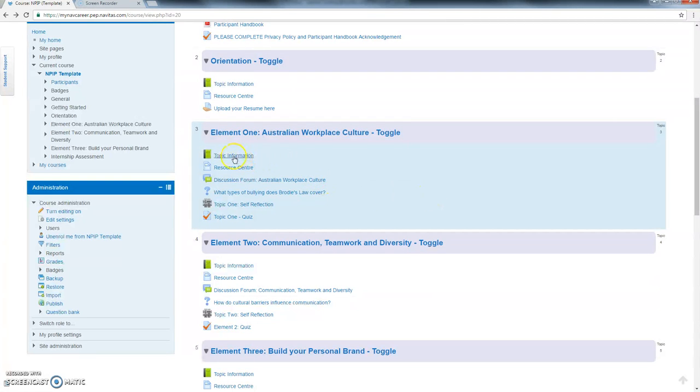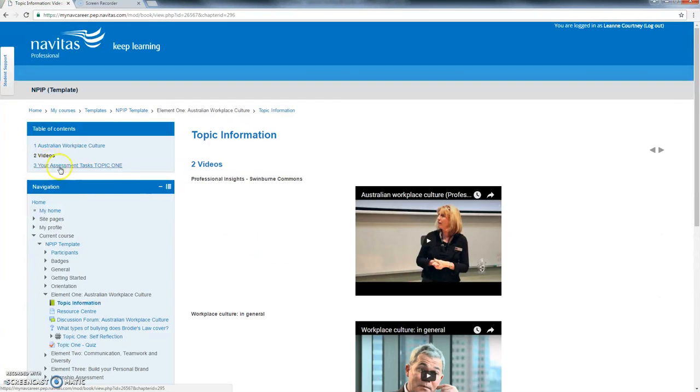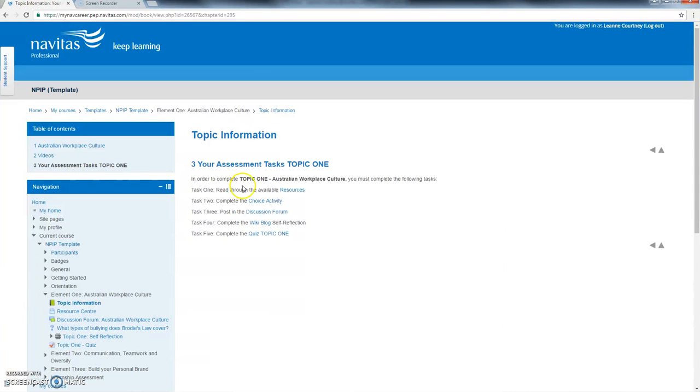So what I've done is I've repeated the structure. I've got the topic information, and the topic information is just a brief summary. I've got some videos that relate to the topic, and then I've got them outlining what assessment tasks have to be done, and this is where I've expanded it.